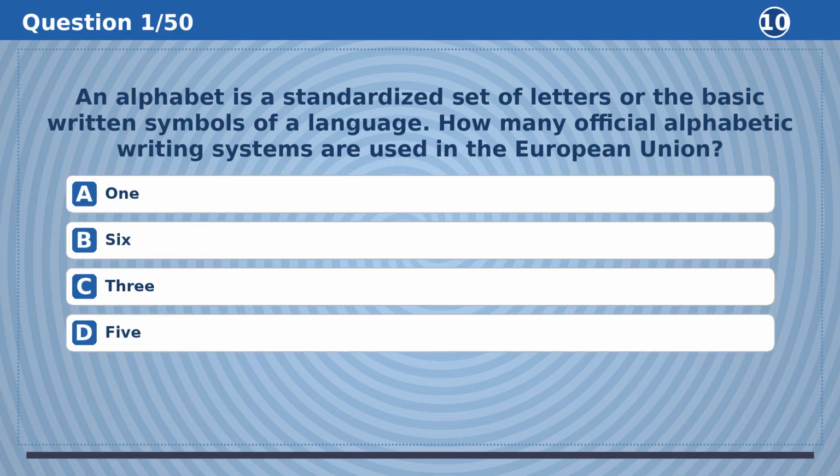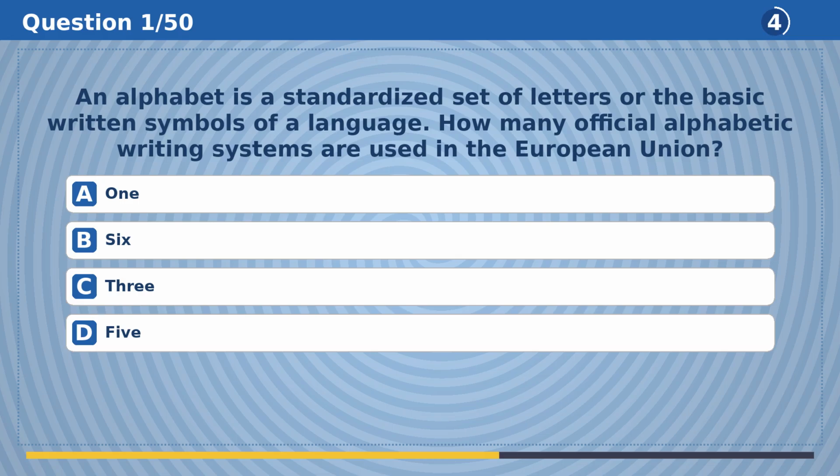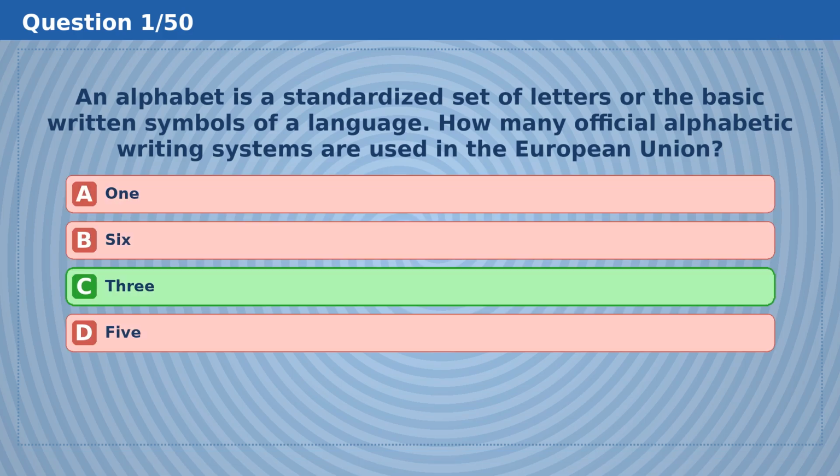3, 2, 1. An alphabet is a standardized set of letters or the basic written symbols of a language. How many official alphabetic writing systems are used in the European Union? The answer is C, 3.